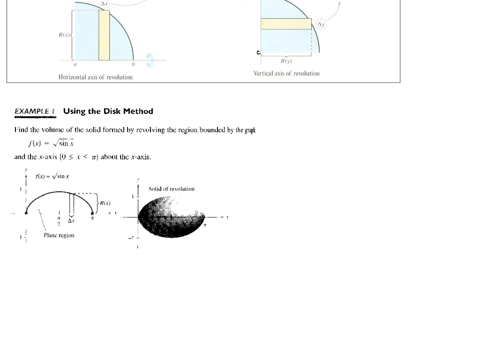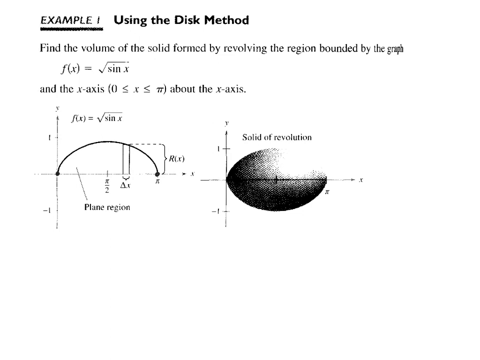But let's actually look at how we would use our formula with the disk method in this case, all right? This is in terms of x, so I'm going to be integrating with respect to x, dx, and I'm going to use x coordinates as my bounds. So what are my bounds going to be here? 0 to pi, okay? The formula says that I need to do pi times the integral, and then I need to take my function, square root of sine of x in this case, and I need to square it.